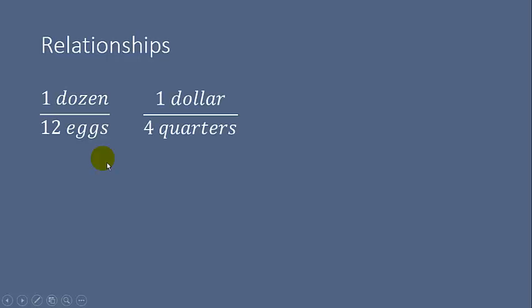$1 is equal to 4 quarters. So that is another conversion factor that expresses the relationship between a dollar and quarters. And notice the power of this relationship. If I have 10 quarters, I should be able to convert that to dollars using this conversion factor. If I have $5, I should be able to tell using this relationship how many quarters there are in those $5.